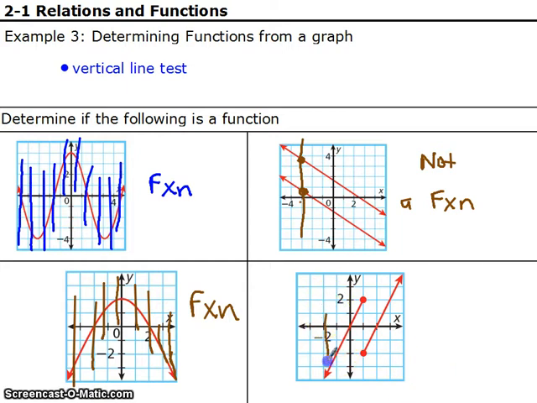This one's kind of tricky because we can draw vertical lines all over here and all over here, and we're fine. But at one particular spot, right here, I cross through 2 points. 1, 2. So this one would be considered not a function. All right, now how could we change this graph and make it a function?